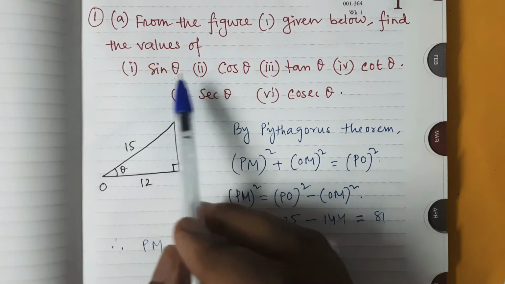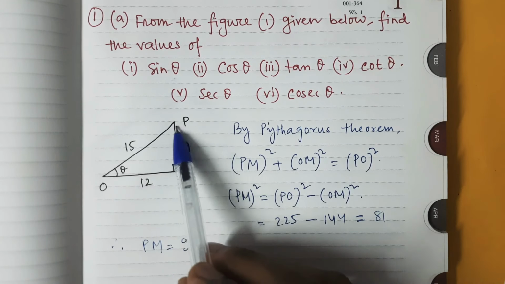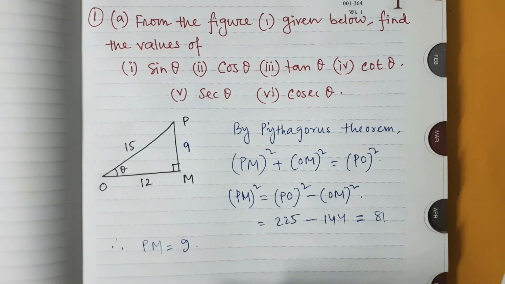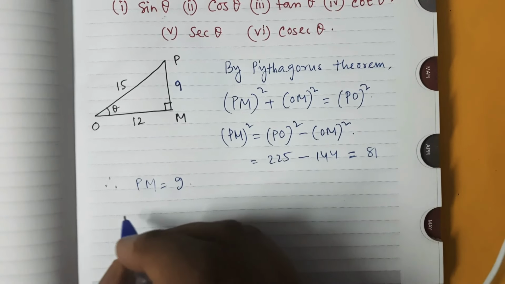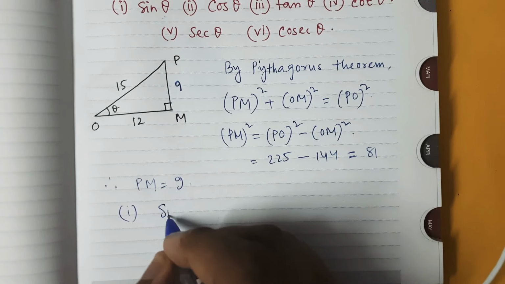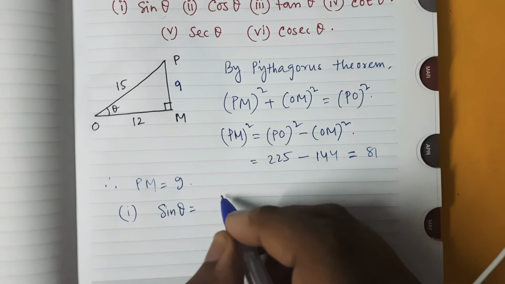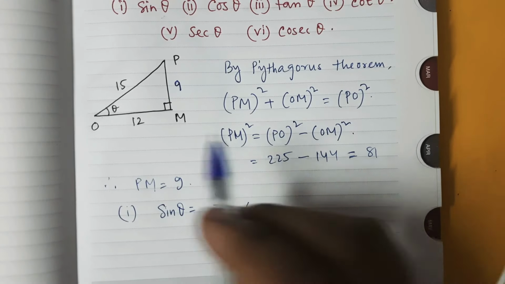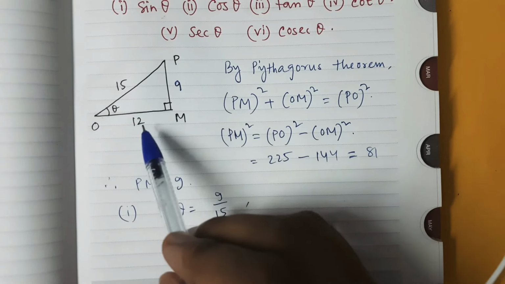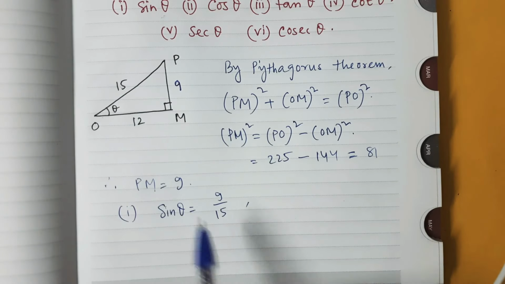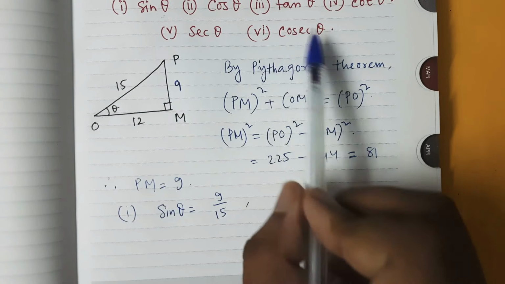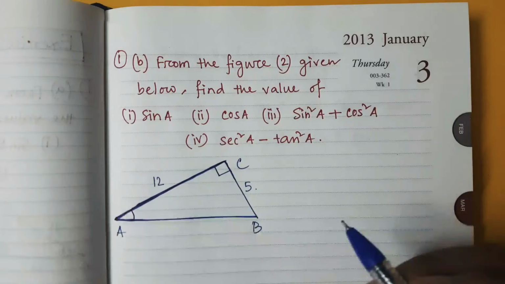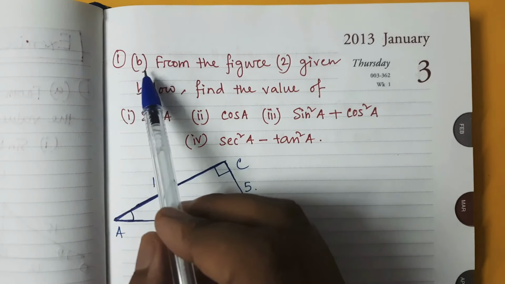Now we have all the values. So what is the formula of sin theta? It is perpendicular by hypotenuse. So it will be 9 by 15. So part 1 is sin theta equal to 9 by 15. Similarly, cos theta is base by hypotenuse, so 12 by 15. So you just put the values and you can find the other ratios. I am not doing it. So this is the problem number 1, part B.